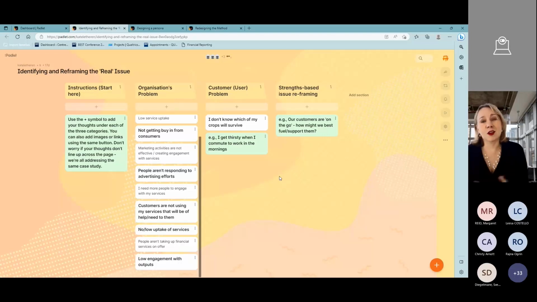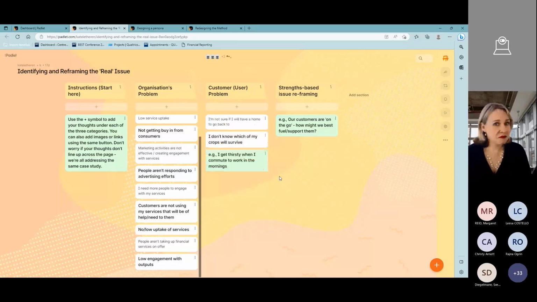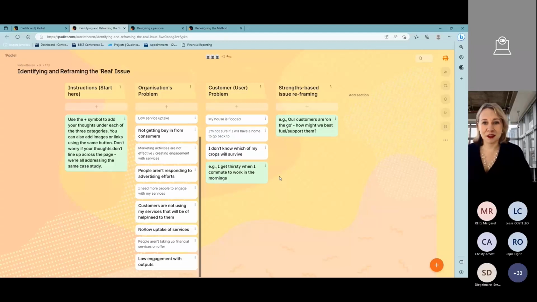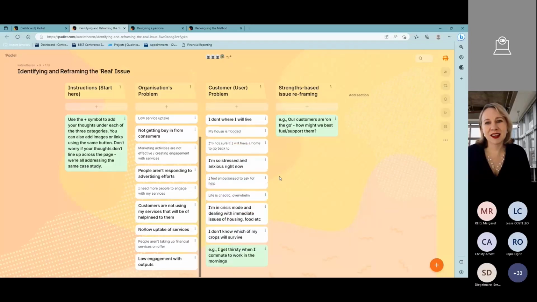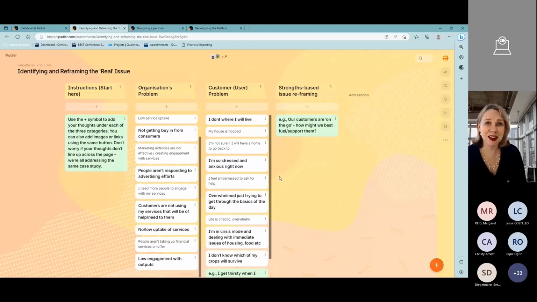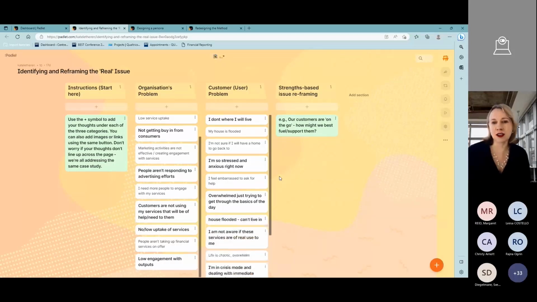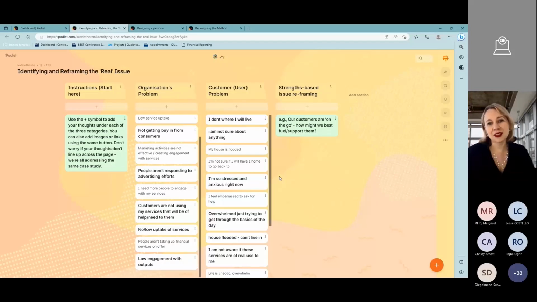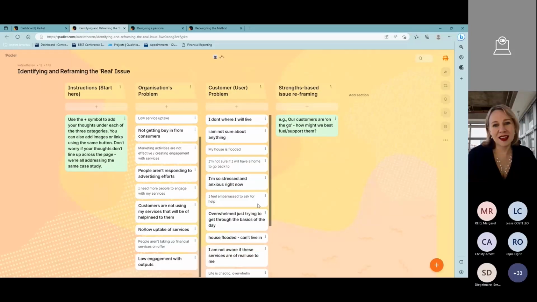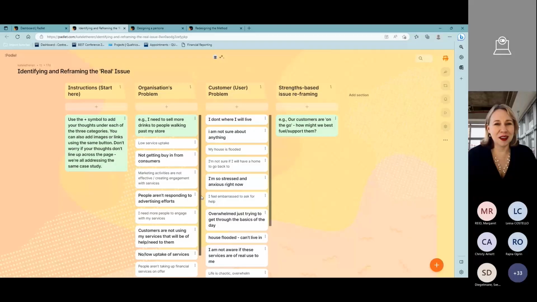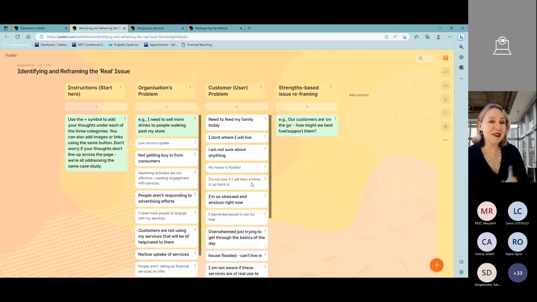The customer is thinking, I don't know which ones my crops are going to survive. Very different mindset. Not sure if I'm going to have a home to go back to. My home is flooded. I'm in crisis mode. I'm really stressed. I'm really anxious. I'm embarrassed to ask for help. Life is chaotic. I'm overwhelmed. Don't know where I'm going to live. So a whole range of experiences of vulnerability. And you can see why engaging with advertising might not be a super high priority for people right now, even if it's advertising something that's going to help them.